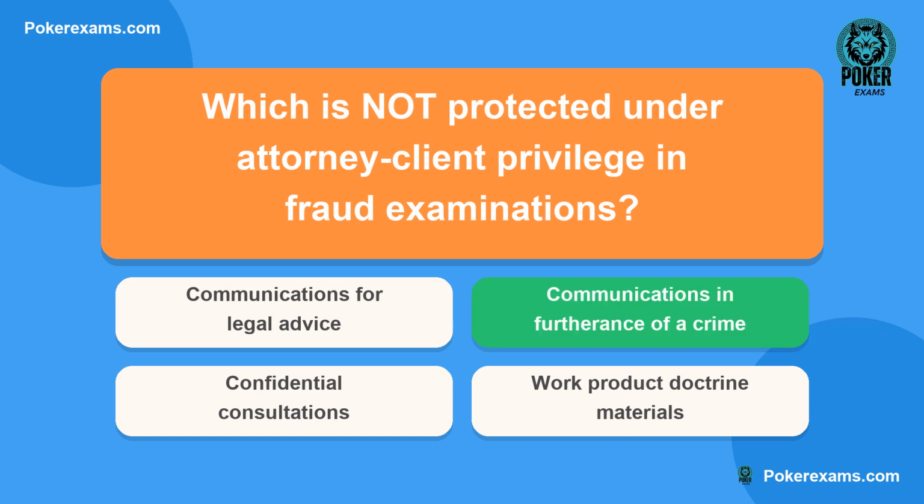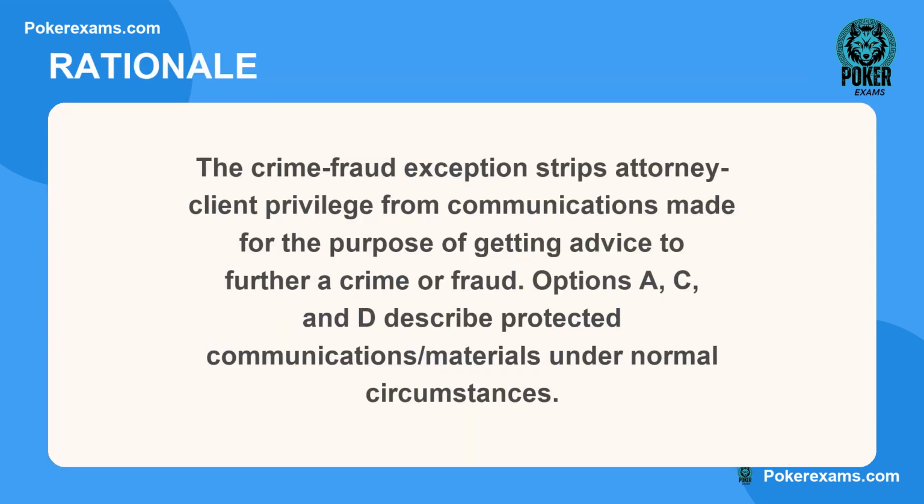The correct answer is B. Here is why. The crime-fraud exception strips attorney-client privilege from communications made for the purpose of getting advice to further a crime or fraud. Options A, C, and D describe protected communications and materials under normal circumstances.